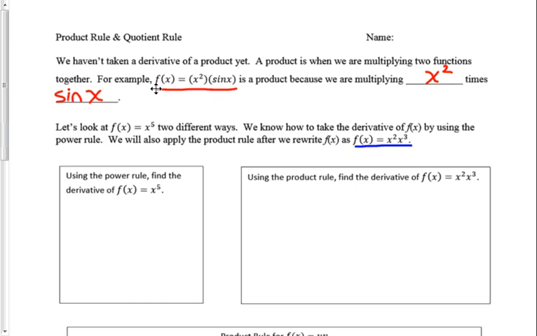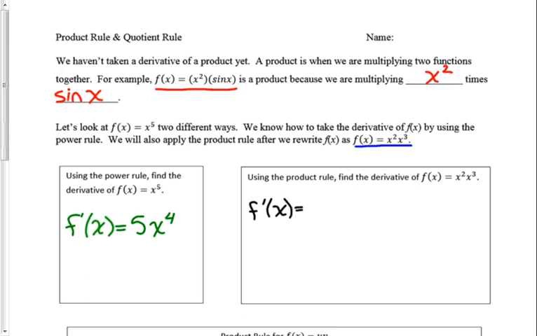So first thing we're going to do is use the power rule. I'm going to find the derivative of x to the fifth, and that is 5x to the fourth. And again, that's one that we've known. It's nothing new. And now I'm going to talk through how we're going to find the derivative of this product.